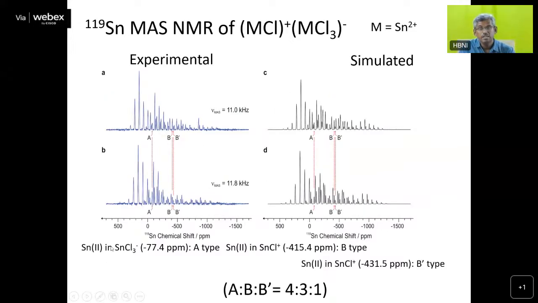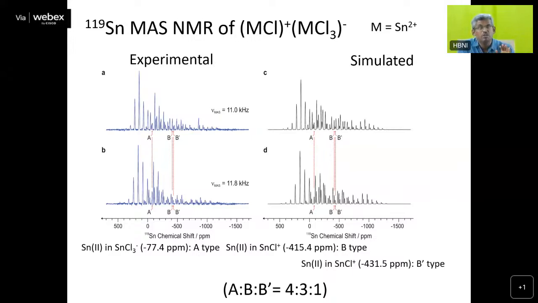So here Sn2+ in SnCl3 comes around minus 77.4 ppm, somewhere here. This is called A type tin. Then we have also got a B type tin, which comes somewhere here. You see all the side bands are coming mainly because of the B type tin, Sn2+. But one more tin is observed, B dash. Of course, the relative concentration is very small, because in crystallography, and even chemically, only two types of tin atom are possible.